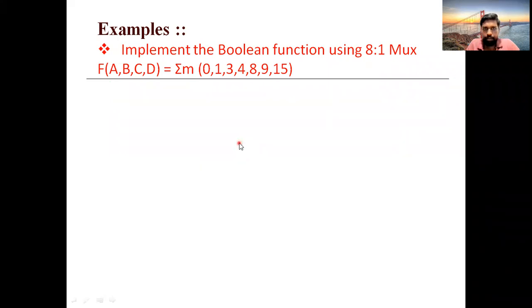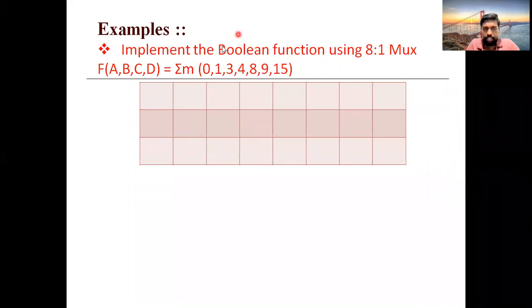So first you draw a table. Next, how many inputs should you have? 8 inputs. So write D0, D1, D2, D3, D4, D5, D6, and D7. Total 8 inputs.